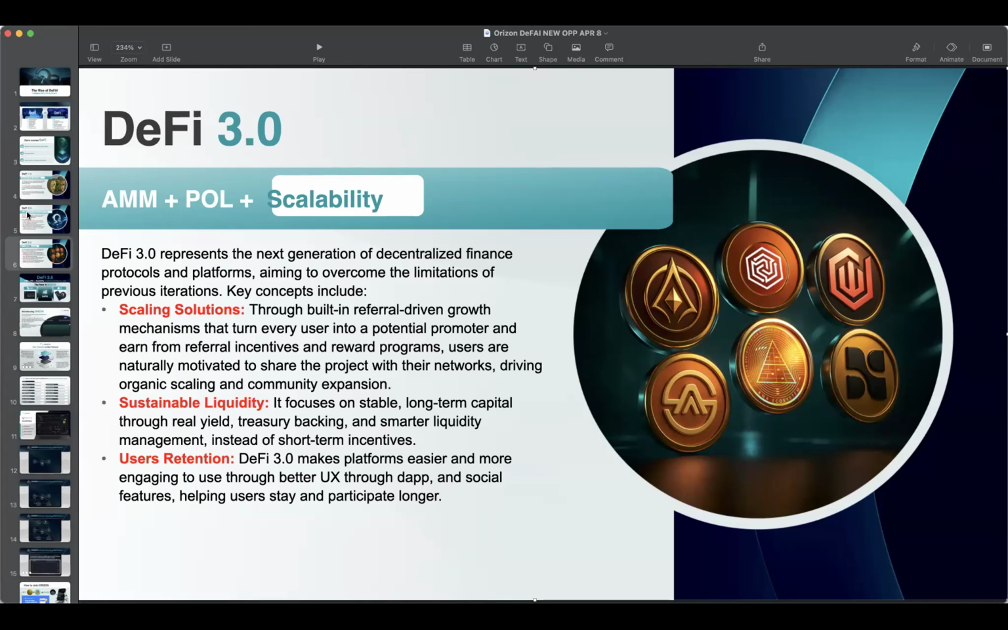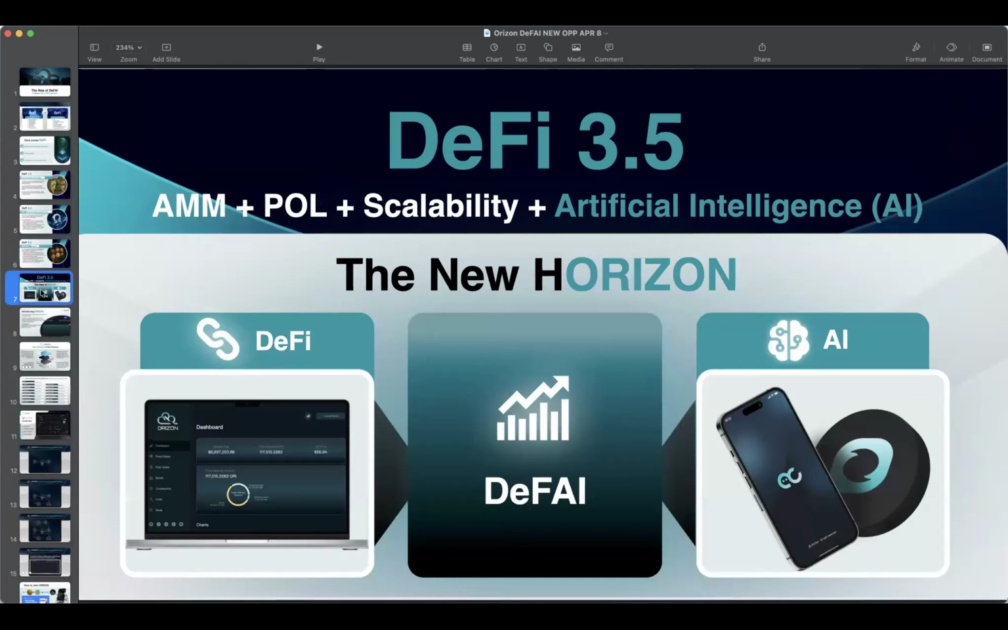And then from there, you now come to DeFi 3.5, which is the introduction of artificial intelligence. So you now take what we had in DeFi 1.0, which is the automated market maker, take protocol on liquidity, which is DeFi 2.0, bring in scalability solutions, which is like having a dApp, having a better, easy to use user interface, having referral mechanisms, and all that. You now add artificial intelligence on top.